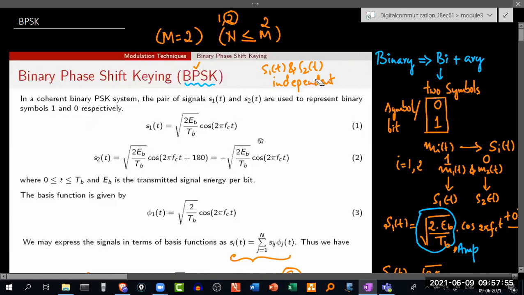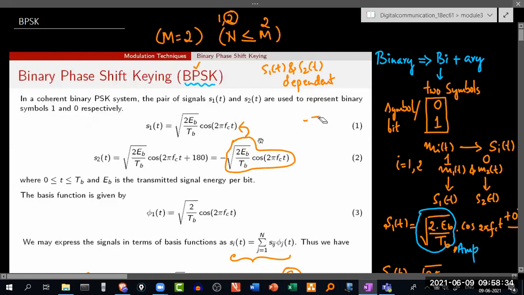No, they are not independent, but they are dependent. Here, signal S1 of t is dependent on signal S2 of t. How? Let's see. I can think of signal S2 of t as equal to minus S1 of t. So you just concentrate on this term. What is this? This is as good as our signal S1 of t, only I'm having a minus sign in front of it. So I can get signal S2 of t only by associating a negative sign onto signal S1 of t.